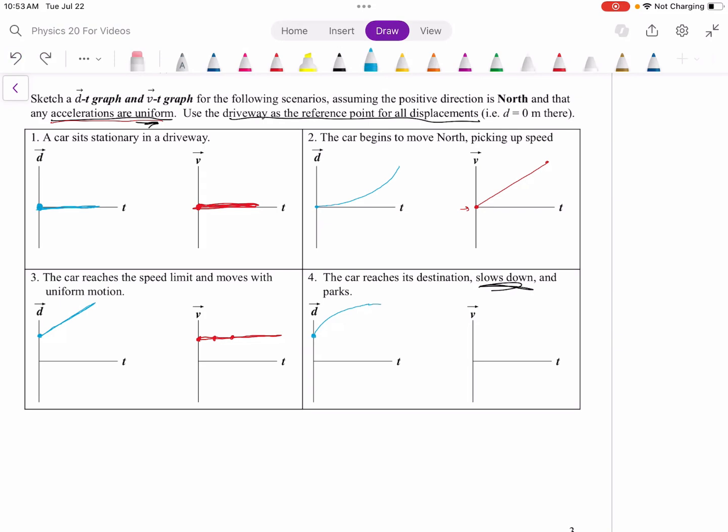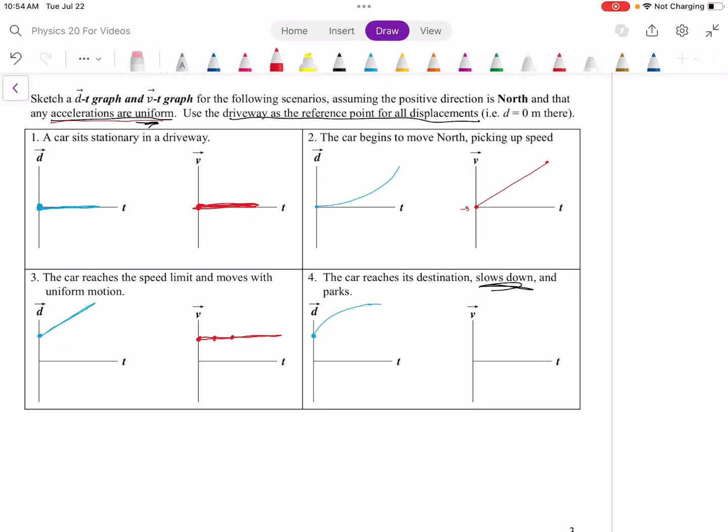Another thing to notice, what's the slope at the end there? It looks pretty flat. So the slope of a flat line is 0. Well, the final velocity should be 0, right? Because it parks. So since the slope of this graph, the displacement time graph, tells us the velocity, we end up with a slope of 0. That means it ends with a velocity of 0. That's showing us the right thing.